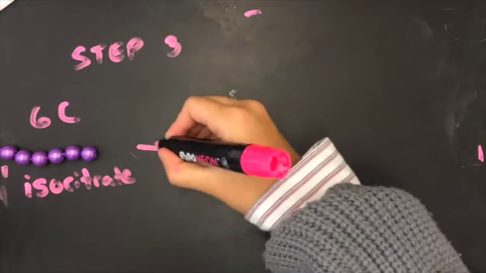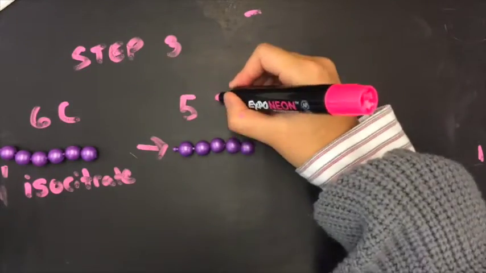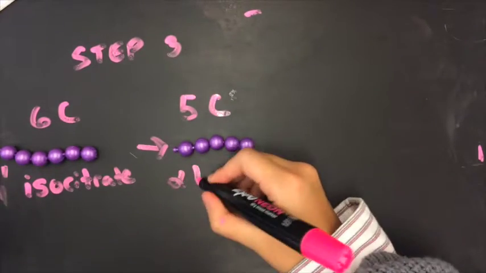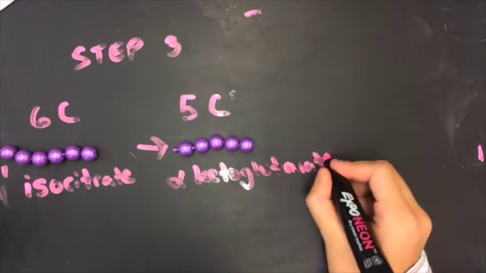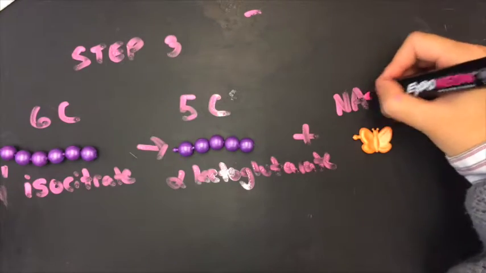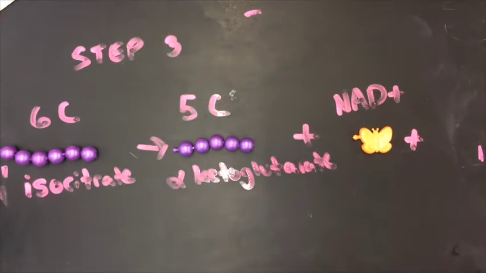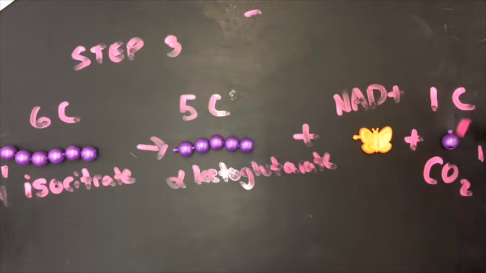But what happened to the 6th carbon? It didn't just magically disappear. The 1 carbon that is lost is released as carbon dioxide, which has 1 carbon, as you should know. In this step, a molecule called NAD+ is produced. Spoiler alert, NAD+ will become a molecule called NADH, which is a coenzyme.